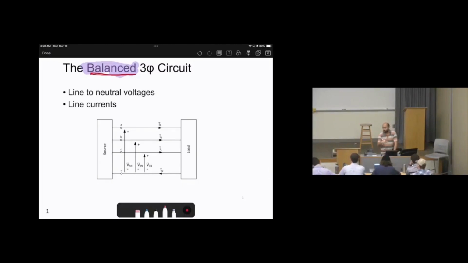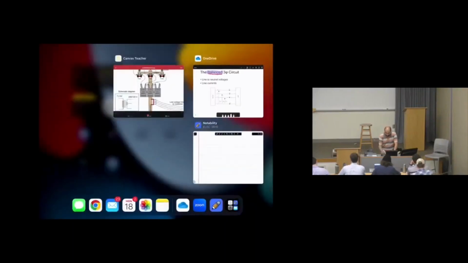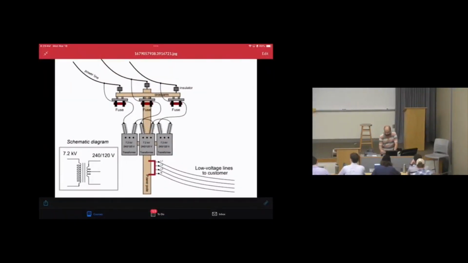You know your home is connected to single phase, right? Because your home is connected to phase A and the neutral, which will go to the transformer. That transformer will convert from 7.2 kilovolts to what? 120 or 240. Let me just show you this.